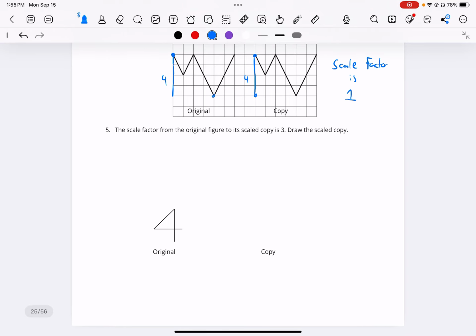And here the scale factor from the original to its copy is 3. Draw the scaled copy. So I would have to use a ruler to measure the distances, and I would multiply those numbers by 3. So my image would be 3 times larger.